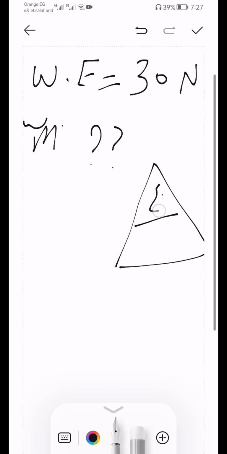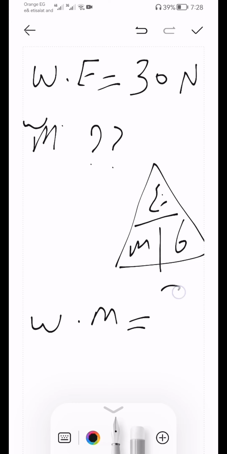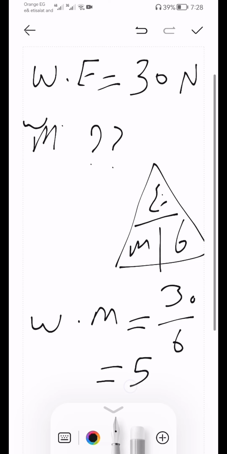Weight on the earth equals weight on moon times 6. So we will divide 30 over what? Over 6. So the weight on moon equals 30 over 6. It will be 5 Newton.